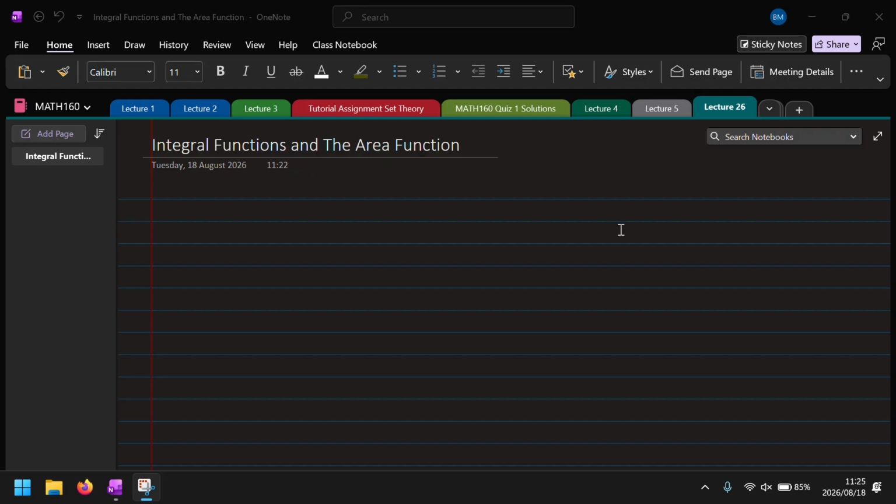Okay, so we're going to finish up with the inequalities that we looked at last time. There were a few homework problems that are set, and we're going to go through those. Then we're going to look at integral functions and the area function. This will then take us to the fundamental theorem of calculus, which is the major theorem for this semester and for next year as well. So let's have a look at those homework problems.